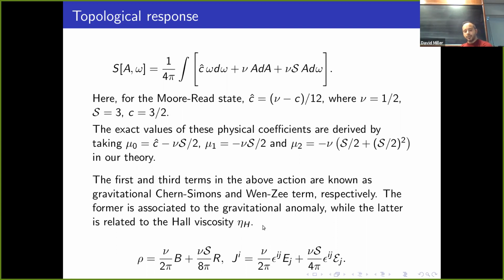So let me finish. So you see, this is again a picture for the Moore-Read state that now looks much more similar to the Laughlin states, because everything now is back to Abelian physics that is much easier to understand from the geometric point of view.